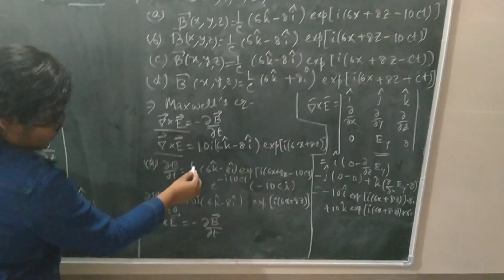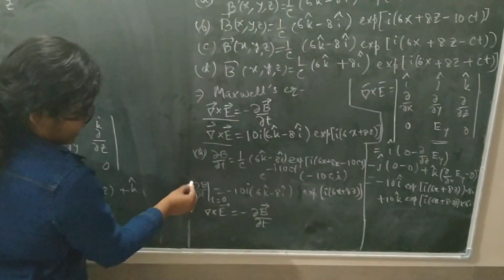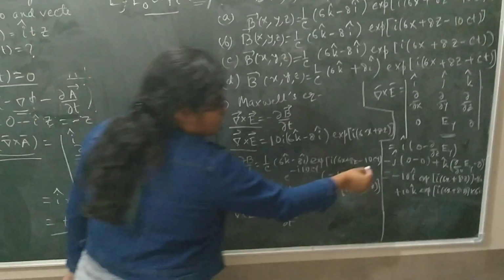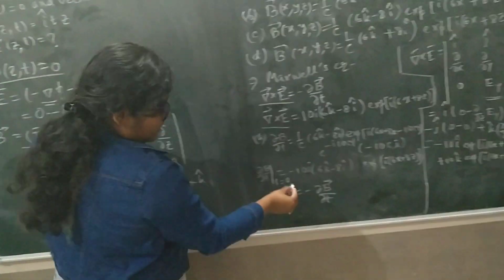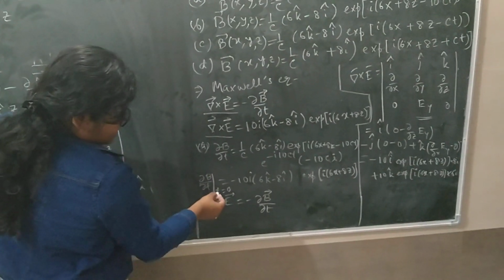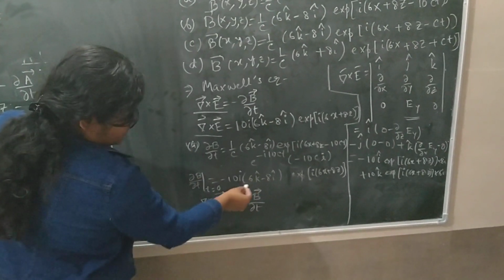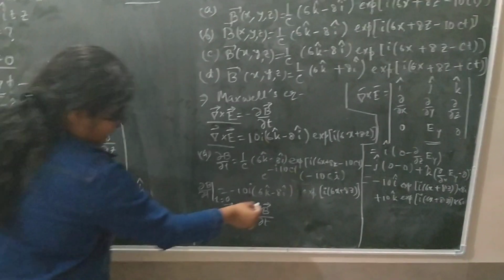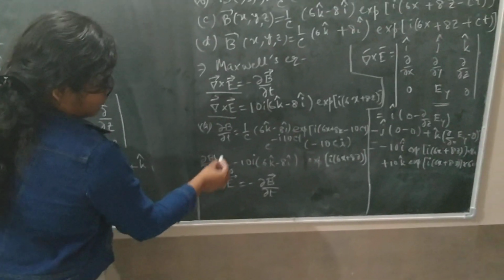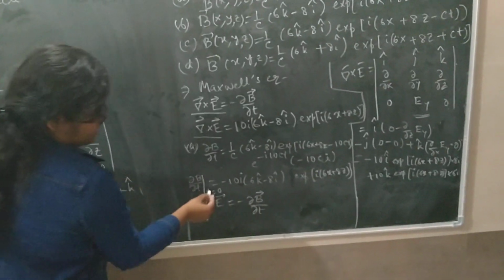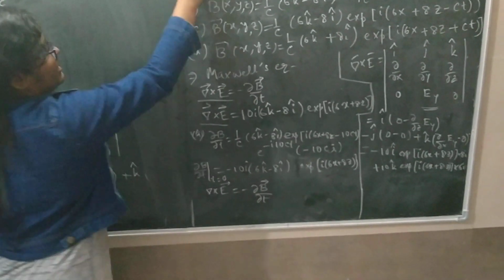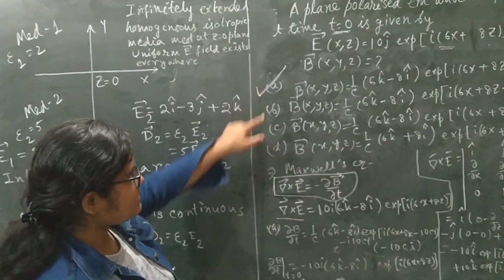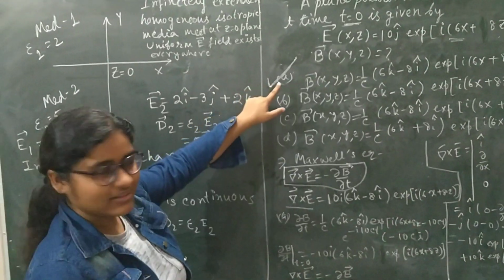So we get 1 by c times this quantity, and they ask you at t equals 0. Here you get some t term, and for t equals 0 the term 10 into ct will be 0. So you will finally get ∂B/∂t at t equals 0 equals minus 10i (6k minus 8i) exponential i(6x plus 8z). Whenever curl of E equals minus ∂B/∂t, you compare the two equations, and they exactly match each other. So this satisfies option A, satisfies the Maxwell equation. So option A is the correct answer.